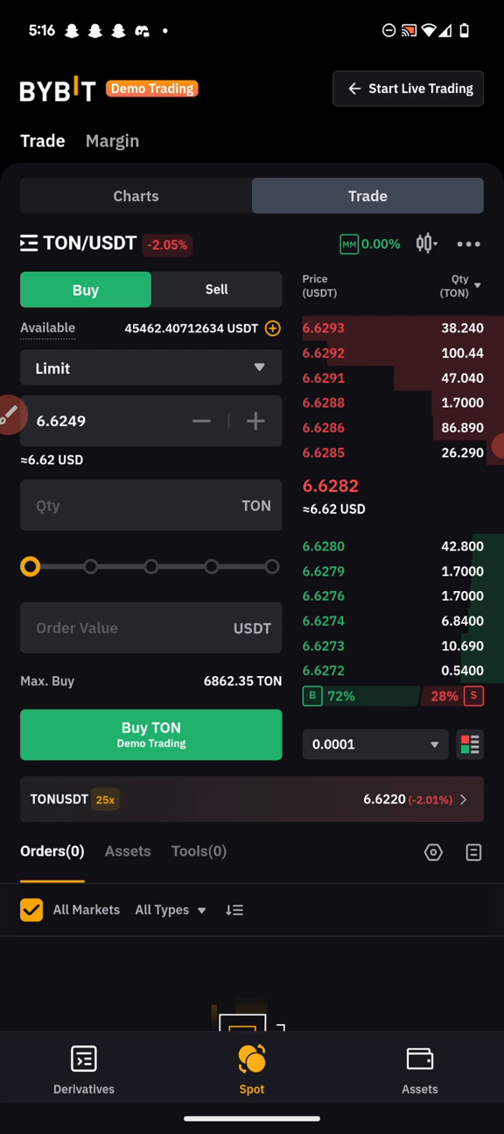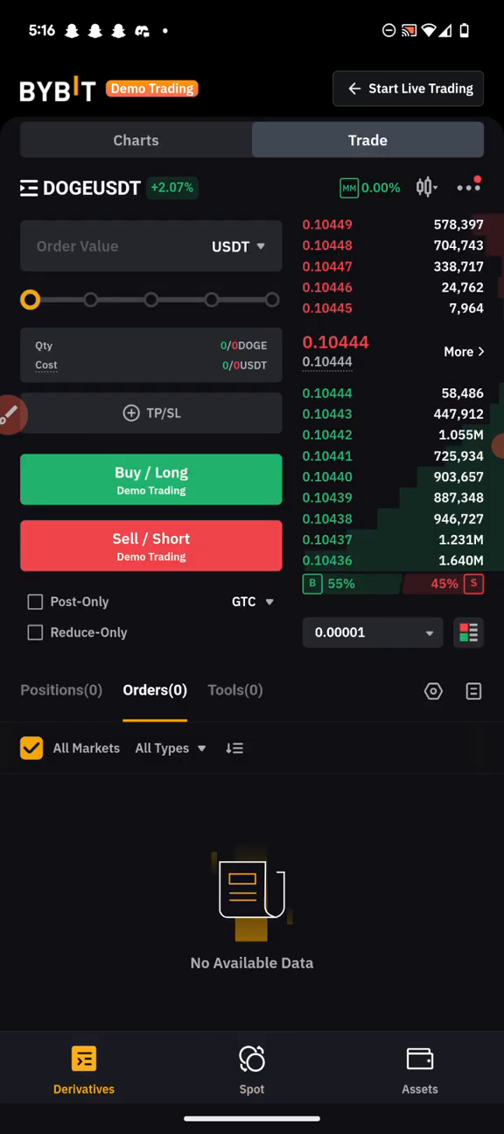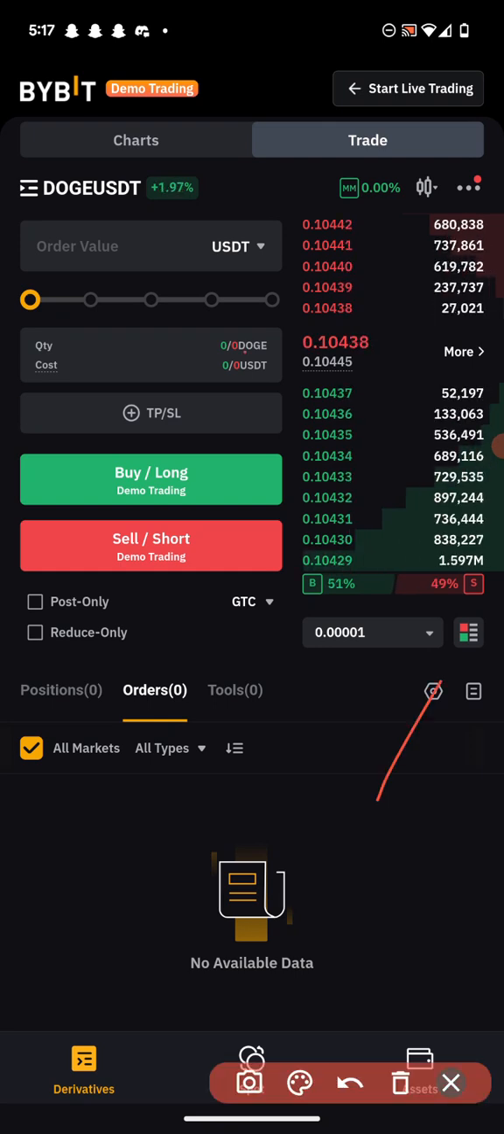Now, this is the interface. Let me switch to derivatives. Okay, this is it. As you can see here, the first thing you are going to be seeing is DOGE USDT. That is what you are seeing here.